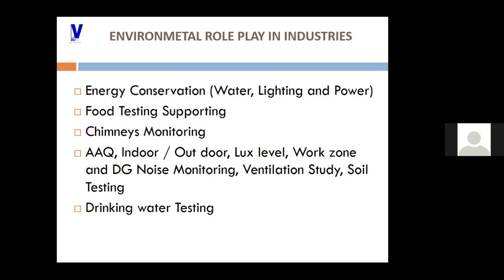Outside of the portion, they will consider while the DG is running, how much the noise level is, and in the work atmosphere, what the noise level is, and ventilation study, and finally soil testing, drinking water testing. These are all legal requirements. They are parallelly coordinating with the PCB officials.